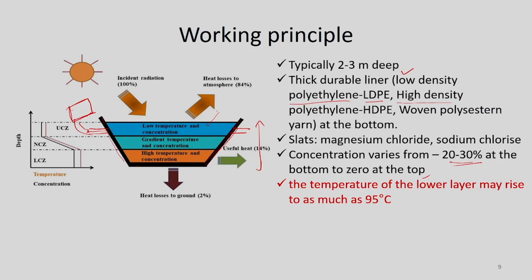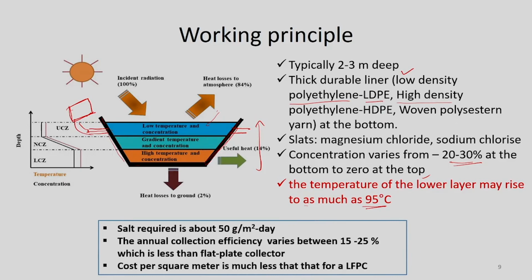Okay. This concentration needs to be maintained. The temperature of the lower layer may rise to as high as 95 degrees C in summer. For winter it is about 60 degrees C, and this salt requirement is about 50 gram per meter square per day, okay, which is really a significant amount if we consider yearly operation.